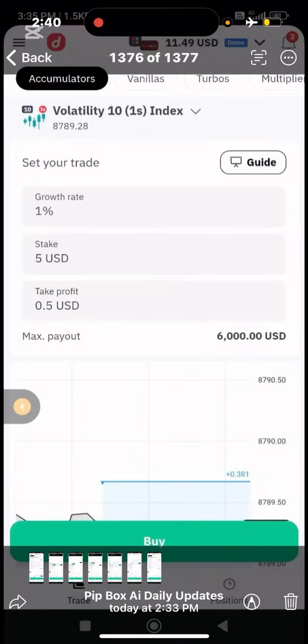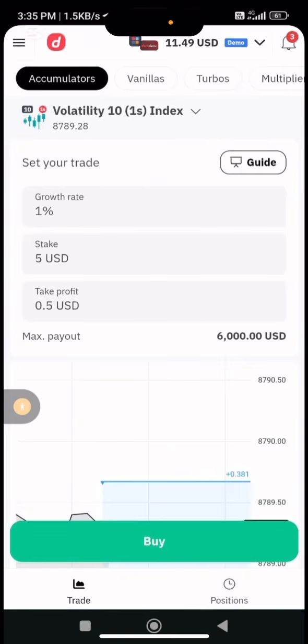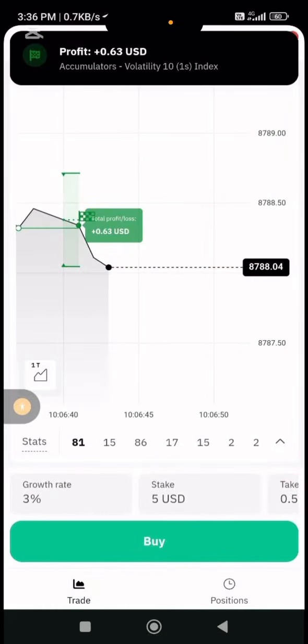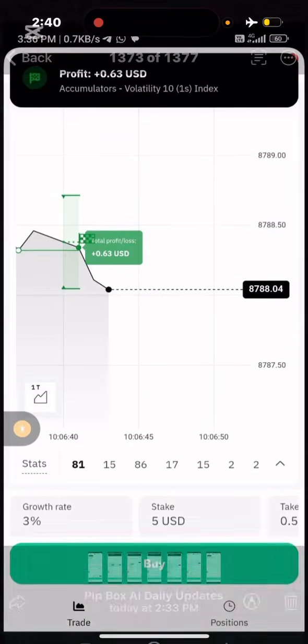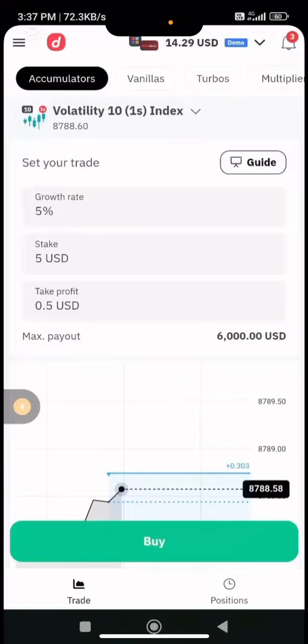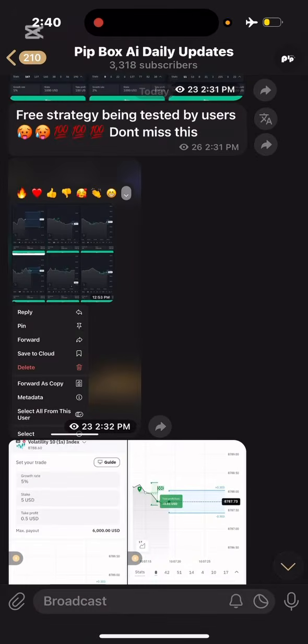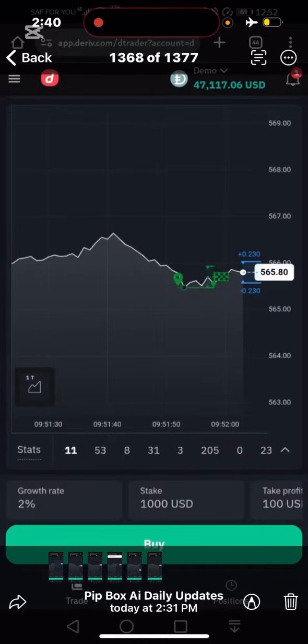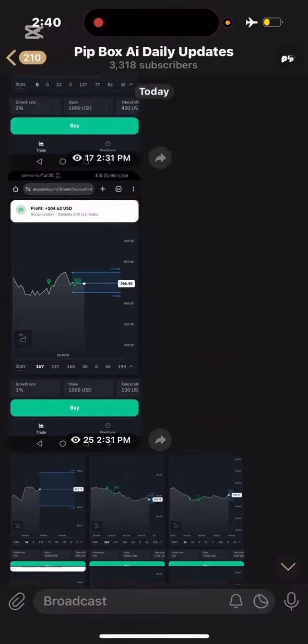We had these other screenshots right here of this person who traded with the strategy, and he was trading with an account of 11 USD. He was able to make profits using the strategy that I gave out. We also have this other person here who tested the strategy, 100%, it works. This person over here tested the free strategy using the demo account and it worked.